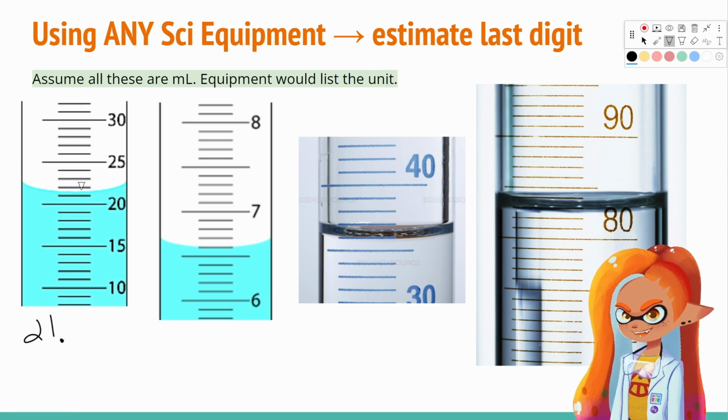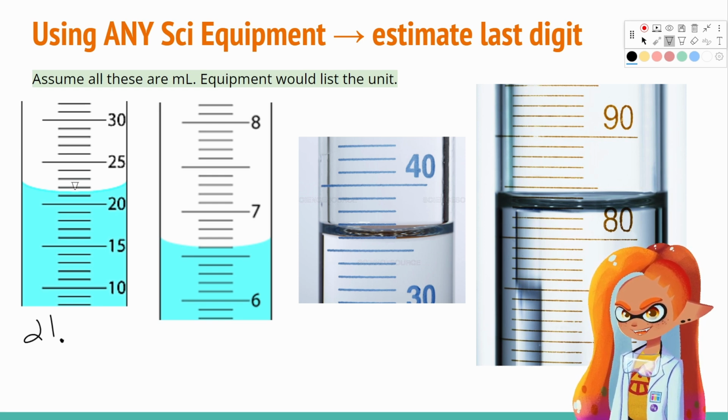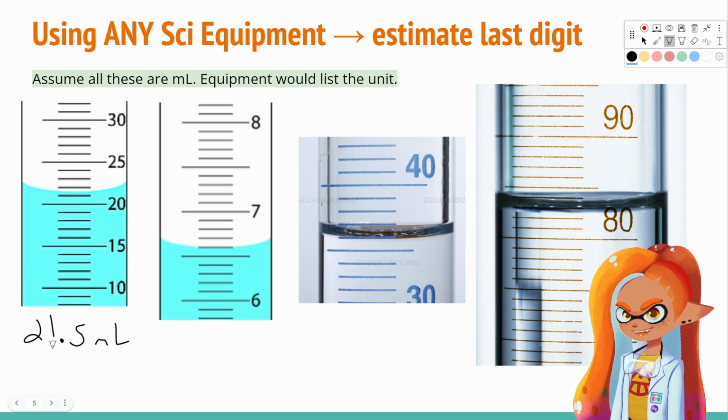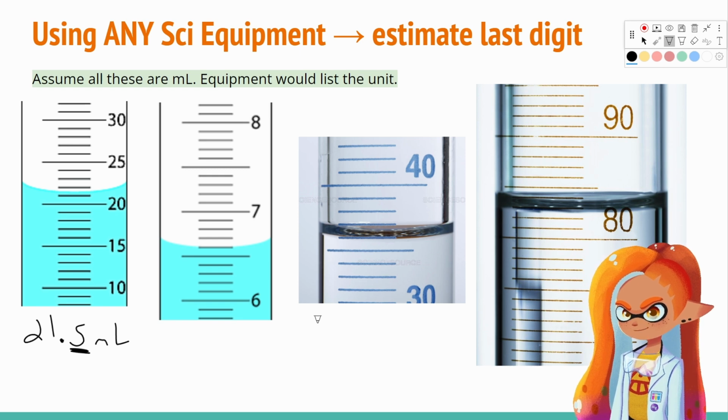Now, you see the meniscus, the curve down here. That's the one you're uncertain about. So therefore, you have to guesstimate what that is. I would guesstimate that's approximately the middle of that. So I would say it's 21.5 milliliters, give or take. Again, you want to make sure that you write down the numbers you know for sure, and then you have to guess one number afterwards. That is always the case. You always estimate whatever that last digit is. So make sure you do that for every measurement.